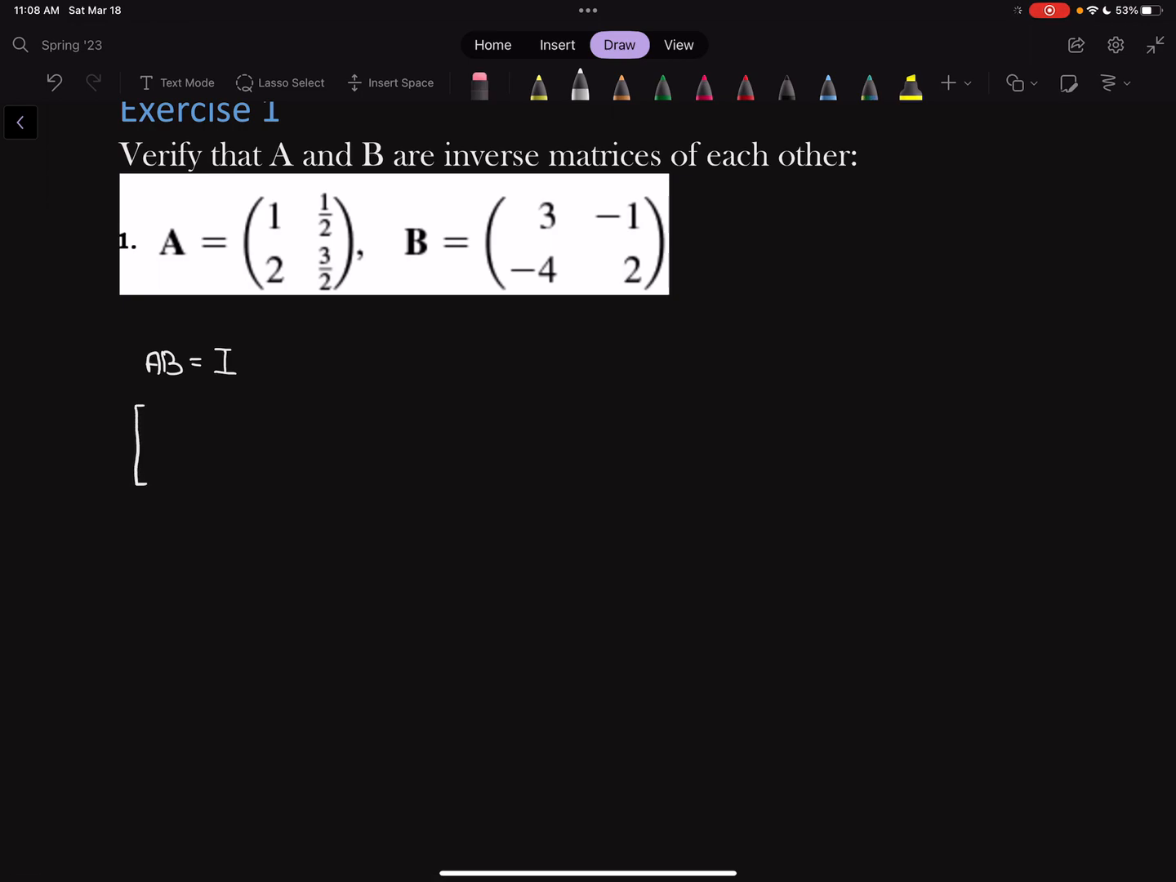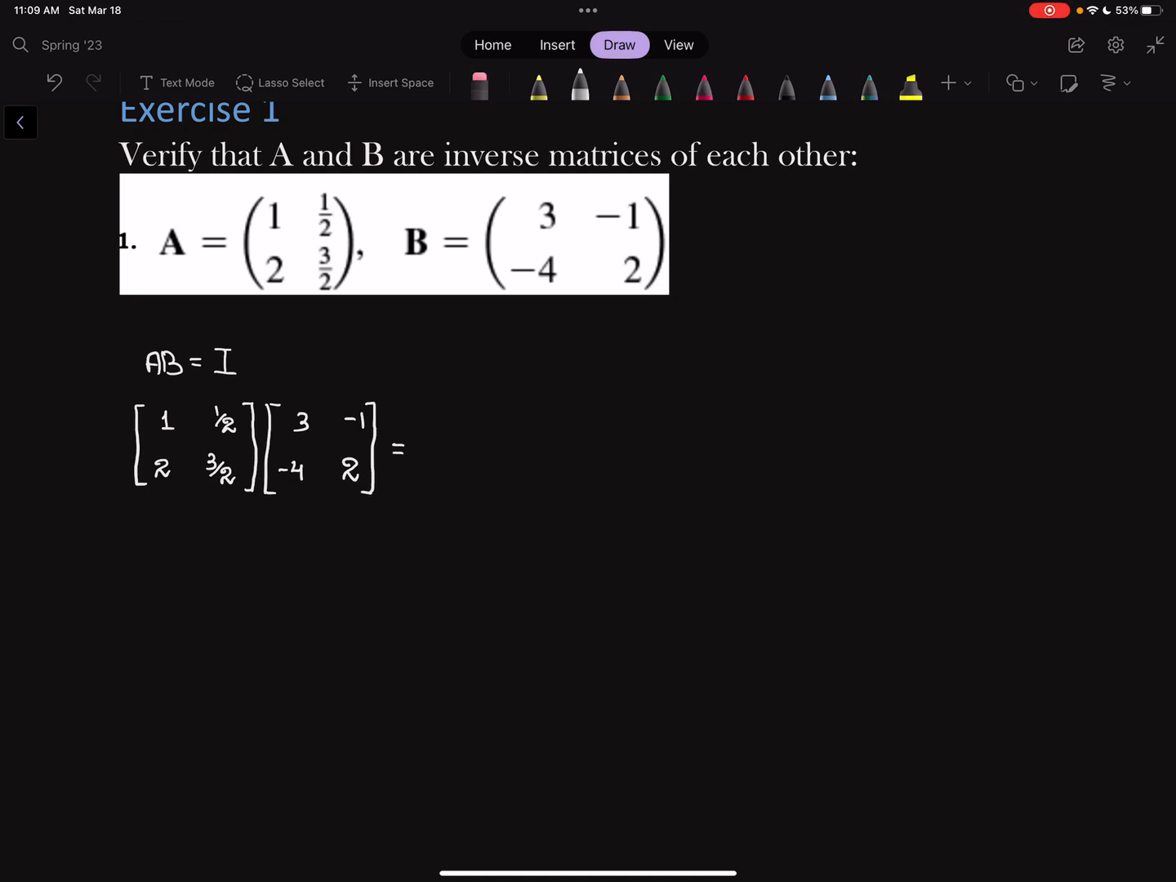A right here is going to be 1, 1/2, 2, and 3/2. And then we have our B matrix right here, which is 3, -1, -4, and 2.